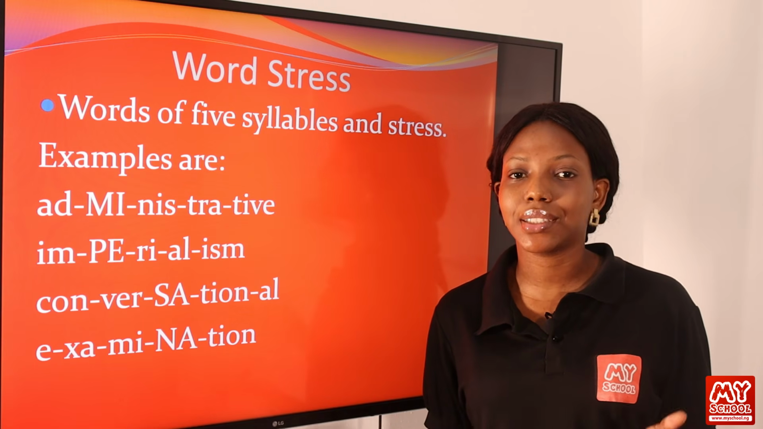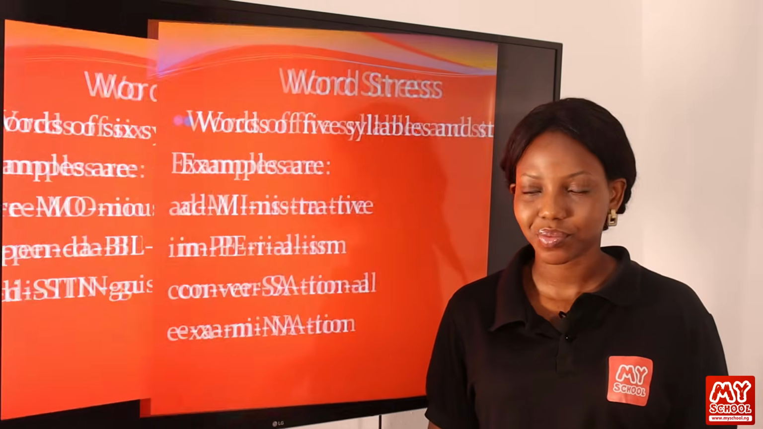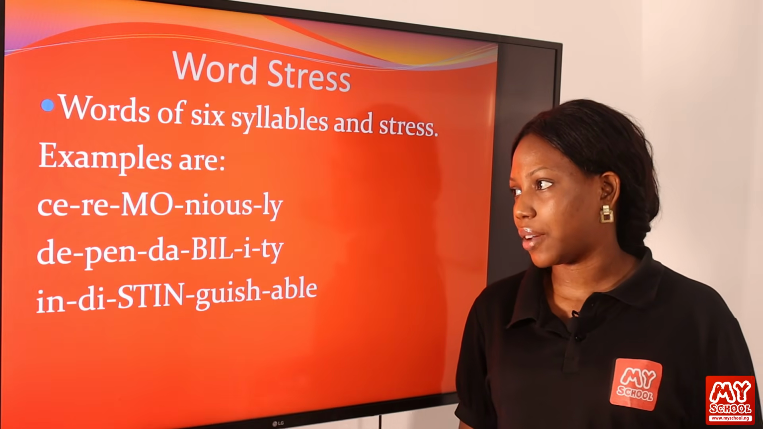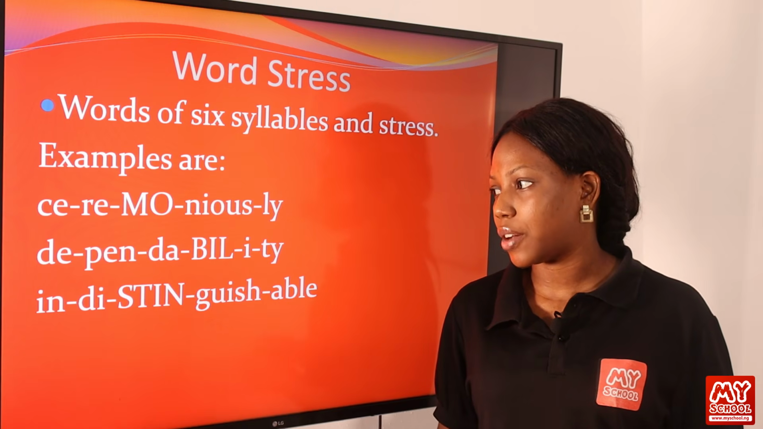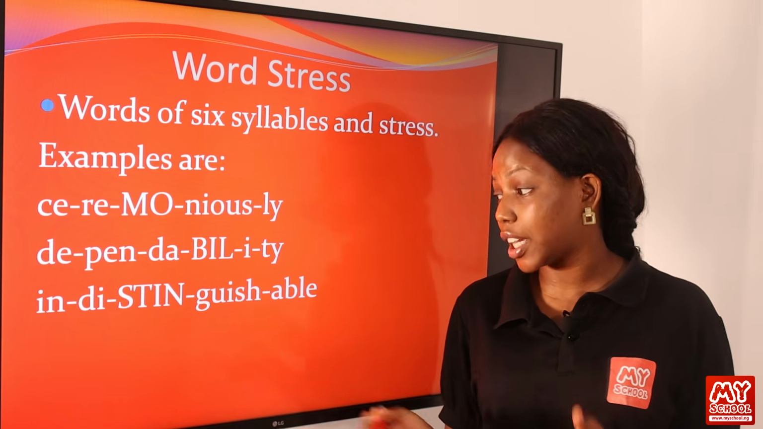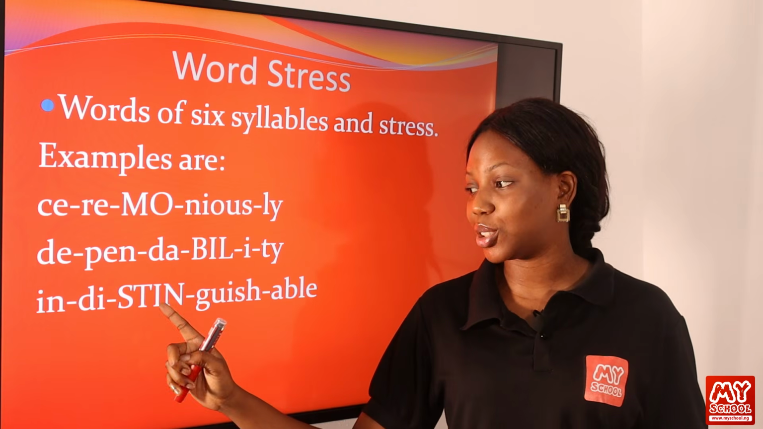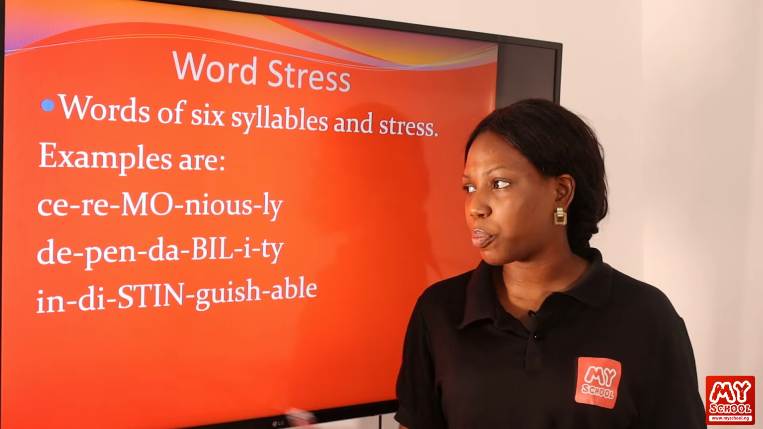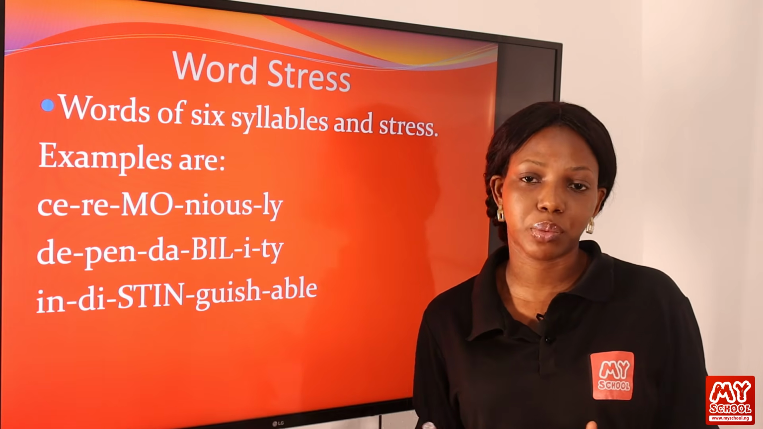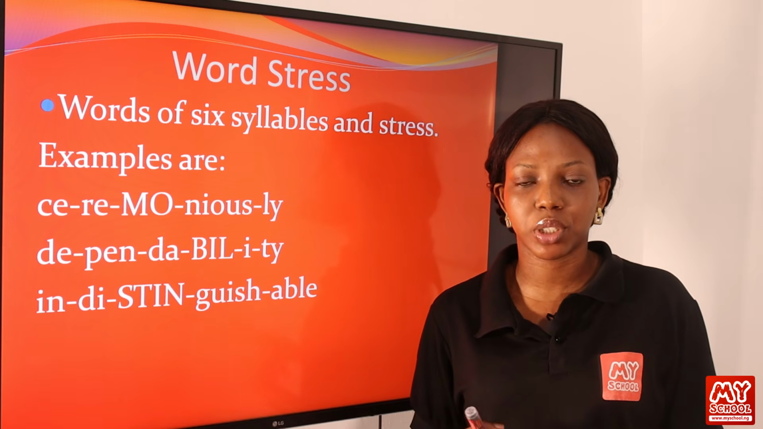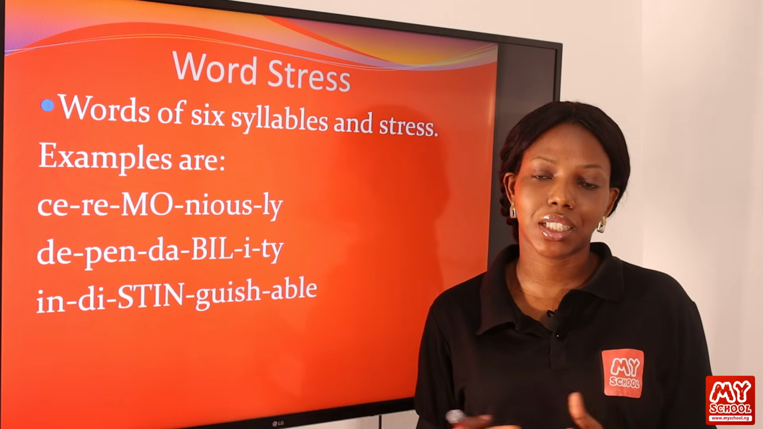Now let's take a look at 6-syllabic words. So we have ceremoniously, okay, stressed on the third. We have dependability, stressed on the fourth, and we have indistinguishable, which is stressed on the third syllable. Okay, so we have the possibility of third, we have the possibility of fourth, we could have the possibility of fifth too. Okay, so these are the possibilities of stress pattern in 6-syllabic words.